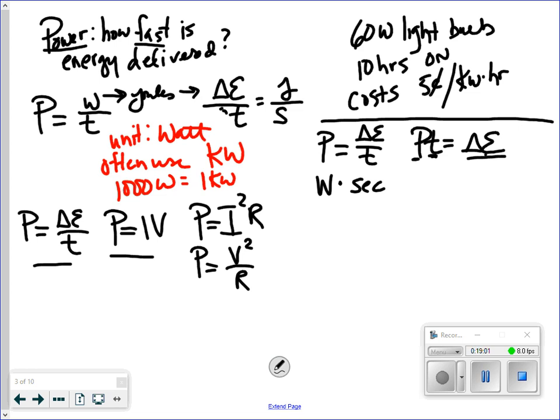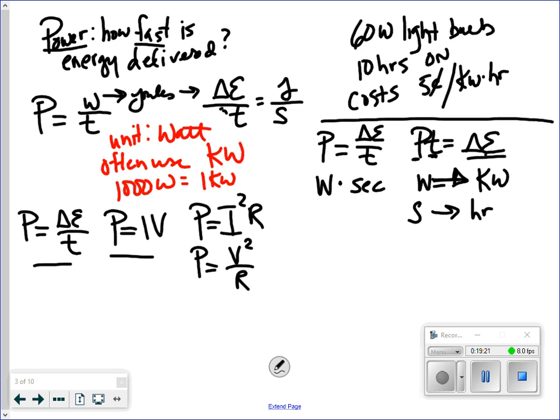When you do calculations like this, sorry, that's not supposed to be an equal sign, we'll just make it a big arrow. We're going to change watts to kilowatts by dividing by 1,000. We're going to change seconds to hours if it's not already changed. As you can see in this question, I already did that for you.